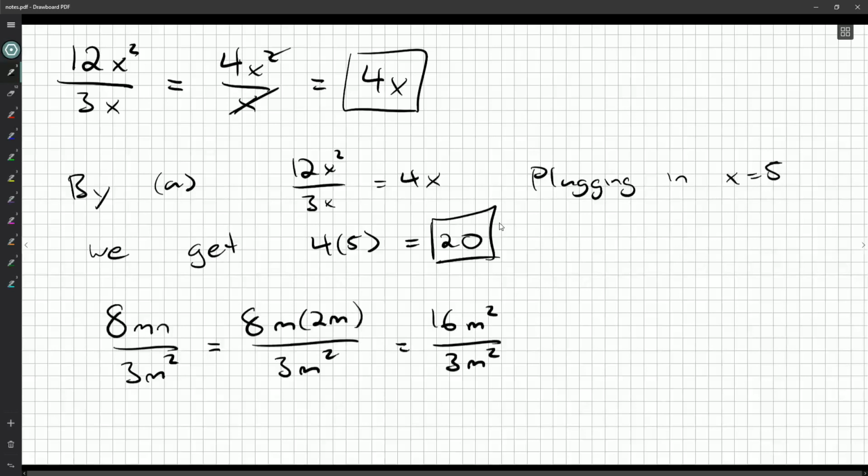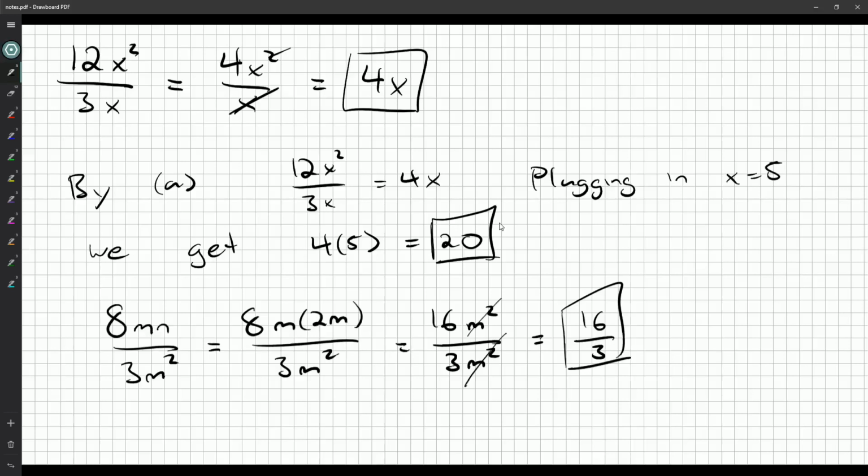And since m isn't 0, m squared isn't 0, so we can actually cancel these 2 out. And we're left with 16 over 3. I would leave it like that rather than writing something like 5.33333 or 5 1/3. But if you want to, those are also going to be acceptable answers. But we try and keep things as exact as possible.